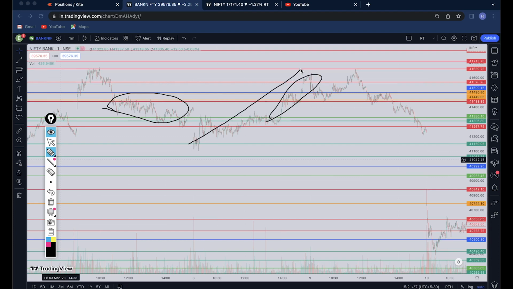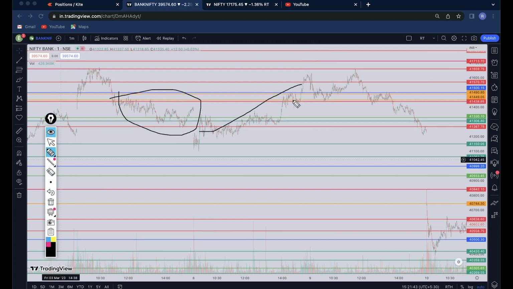Had it crossed this level and later consolidated here, then I would have called it a turn into bullish momentum. But that did not happen. The market gave a weak selling chart here, retraced here, gave a flat opening around here, and again there is even more weakness in the second half of the 9th of March, right?